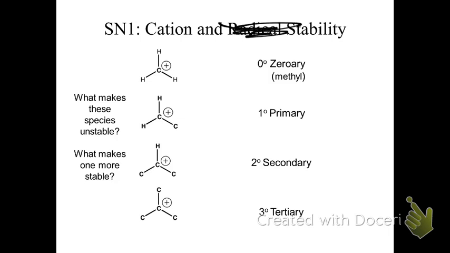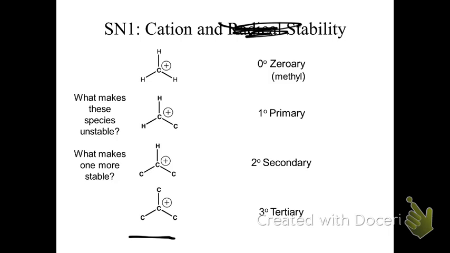Okay? I like to go through and call it zeroary, primary, secondary, tertiary, because that just numerically makes sense. You'll probably hear it referred to as methyl. Okay? Why is it a tertiary cation? Because it's bonded to 3 different carbons. So you can take a look at each of those carbons. Which of those species is the most stable? Or which one's the most unstable?